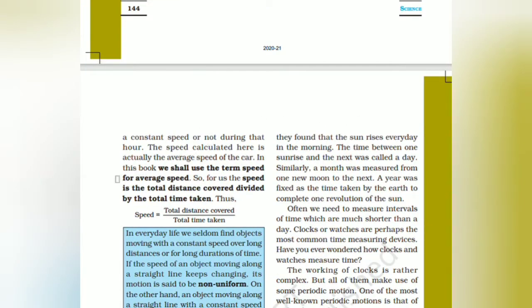The speed calculated here is actually the average speed. So the speed calculated is the average speed of the car. In this book, we shall use the term speed for average speed. For us, speed is the total distance covered divided by the total time taken. So speed is implied as the total distance covered by the total time taken.